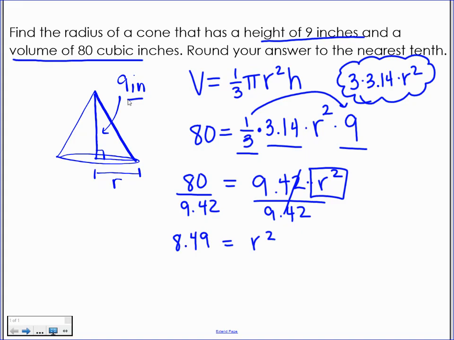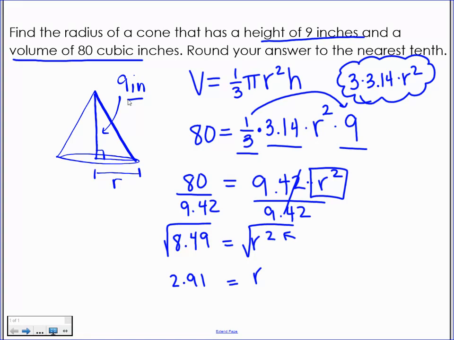We still have the radius being squared, so now we've got to undo the power of 2. To do that, we do the inverse of squaring something, which is taking the square root. So the square root of r squared is just r, and the square root of 8.49 is about 2.91.